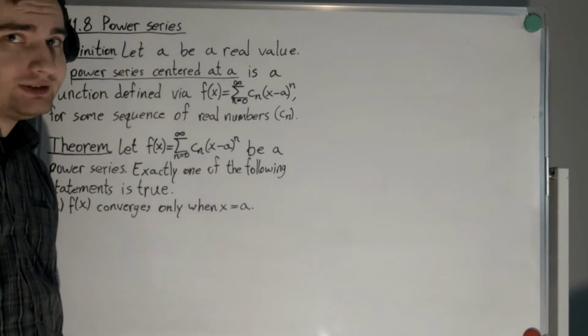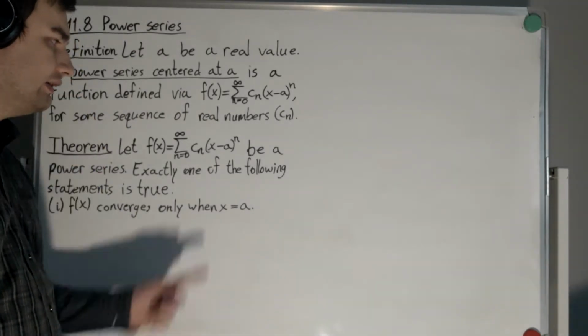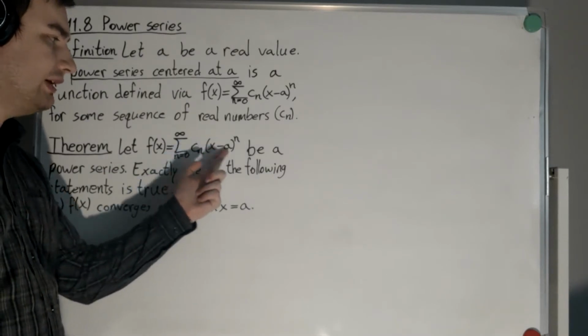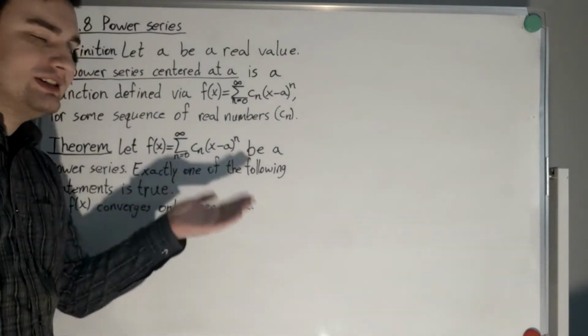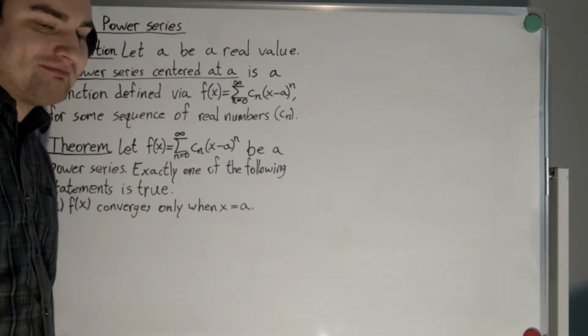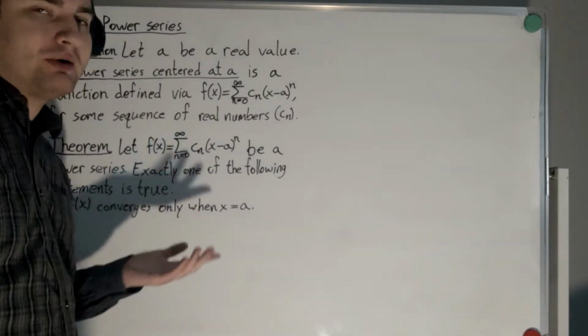That's a pretty boring case. It's boring because if x equals a, then every single one of these x minus a's is just 0. And then this whole thing is just 0. Okay? Well, except for the 0th term.